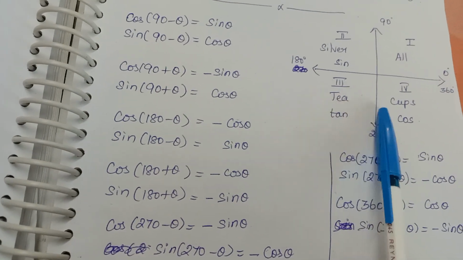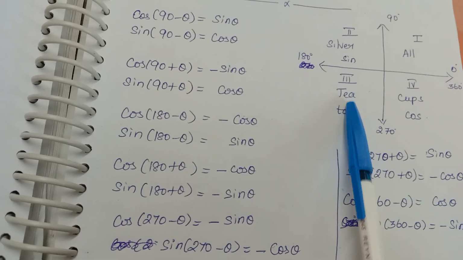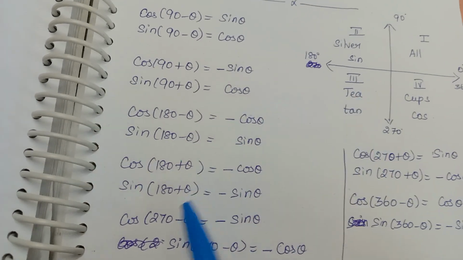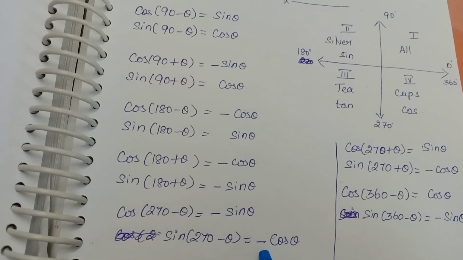270 minus means what? It will come in the third quadrant. In the third quadrant, both sine and cos are negative only. Only tan is positive. Okay. So that means cos will become sine with minus sign and sine will become cos with minus sign.